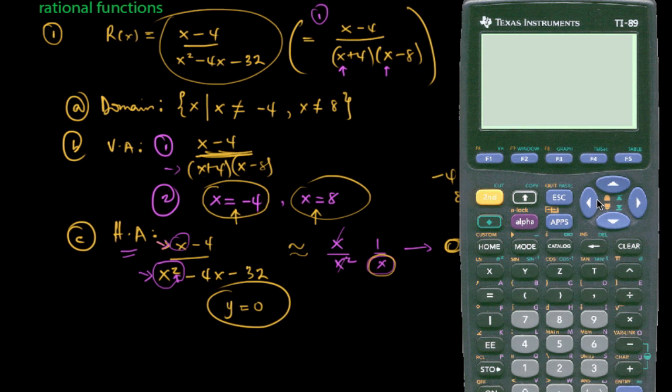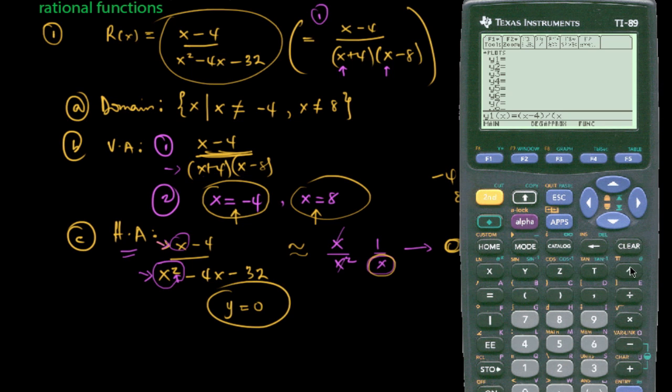So this is on the calculator. Let's go ahead and check. Let's go to the y editor, and the first entry is x - 4. So we open a bracket, you have x minus 4, and then we close it, then divided by x squared minus 4x minus 32.